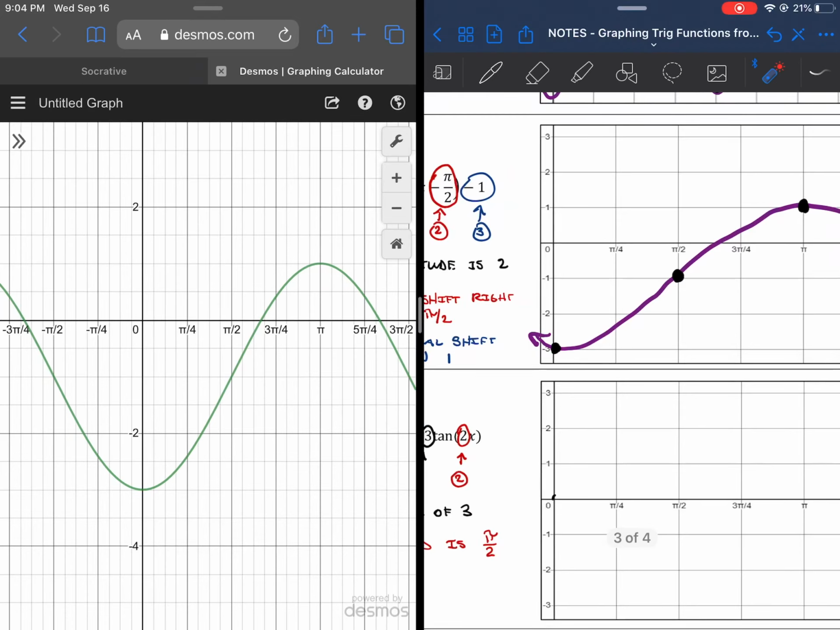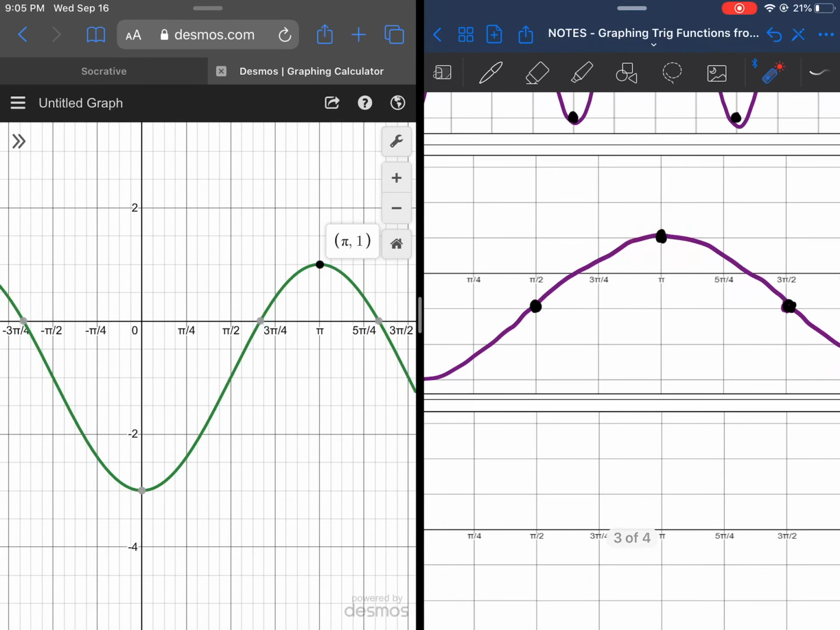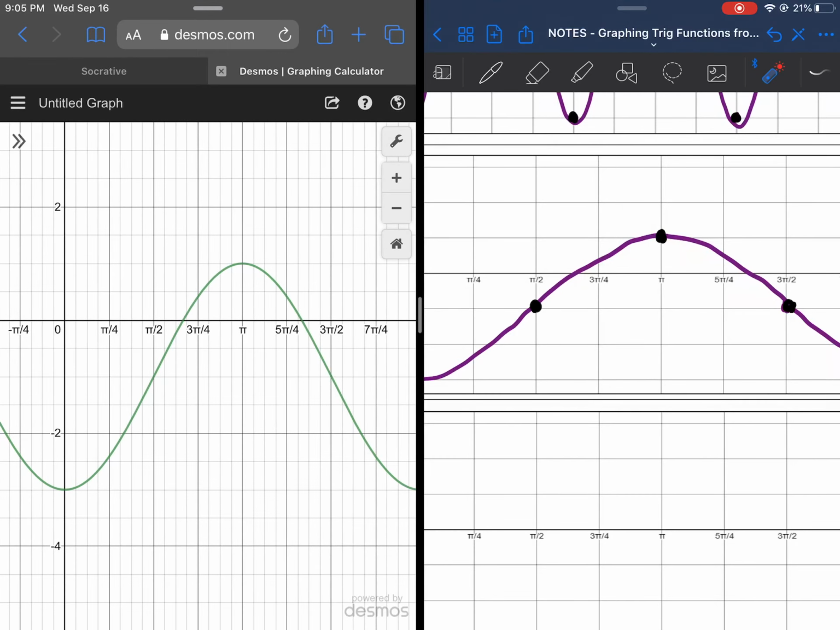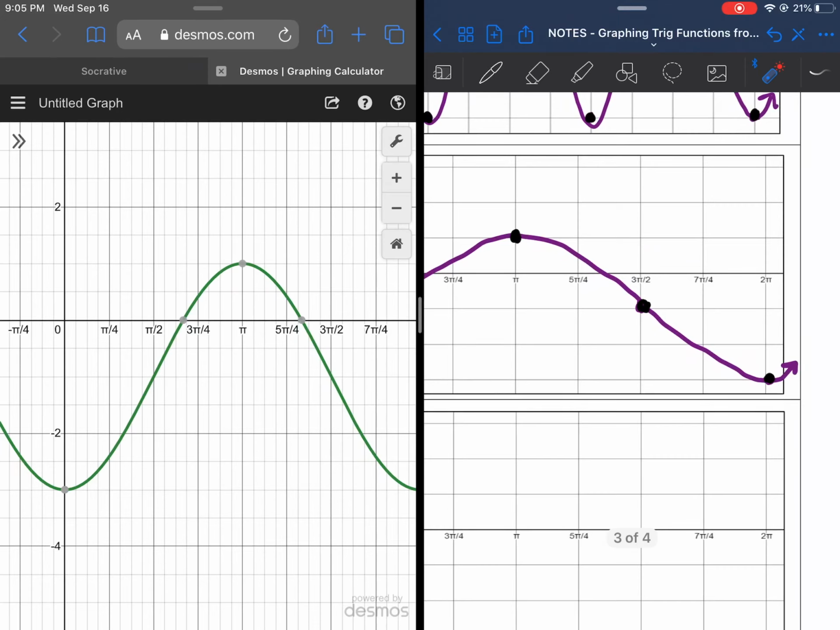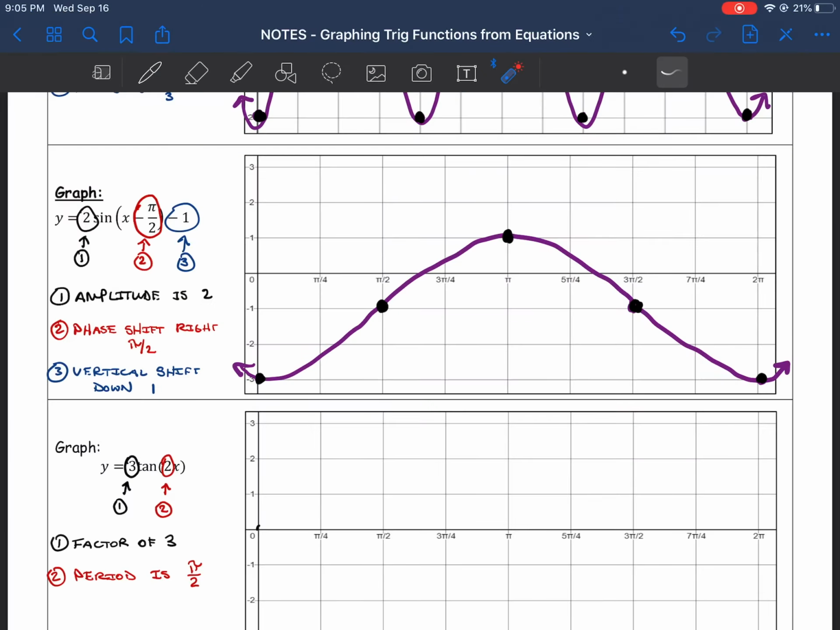According to our graph, we want a point at 0, -3. Well, we have that. That's right here. Excellent. We want a point at pi/2, and you can tell that's a -1. So pi/2, -1. We have that. We want a point at pi, 1. We have that right there. We want a point at 3 pi/2, -1. You can tell that's about right there. There's 3 pi/2, -1. And then we want a point at 2 pi, -3. That's right there. Okay, so our graph is accurate. We've met all our conditions.